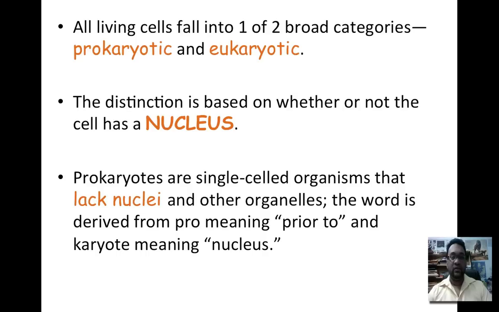All living cells fall into one of two broad categories, prokaryotic and eukaryotic. The distinction is based on whether or not the cell has a nucleus. Prokaryotes are single-cell organisms that lack nuclei and other organelles. The word is derived from pro, meaning prior to, and karyote, meaning nucleus. So prokaryote means prior to nucleus. So prokaryotes have no nuclei, nuclei being the plural for nucleus.